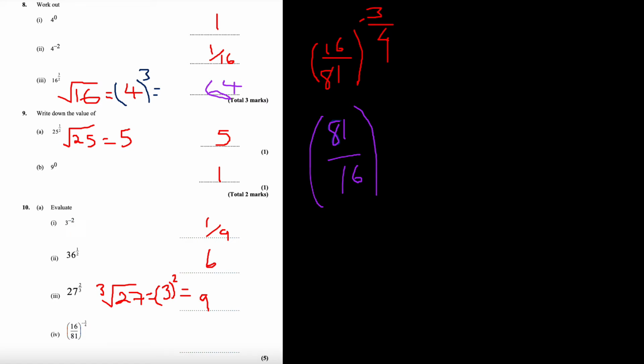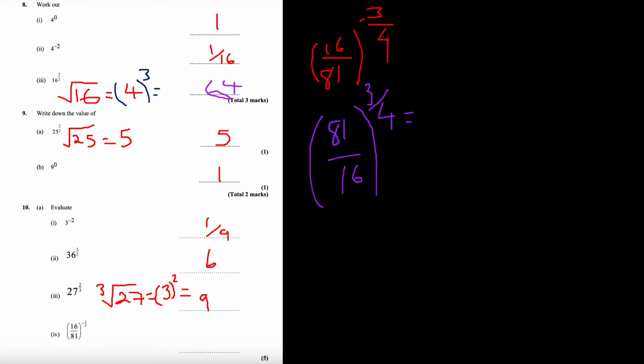Part IV. 16 over 81 actually to the power of negative 3/4. So the minus means I'm going to flip it. So what I'm going to do is I'm going to do this question over here actually, so I've got a bit more space. So 16 over 81 to the power of negative 3/4. Okay, so that minus flips the fraction. So it's going to be 81 over 16 to the power of 3/4.